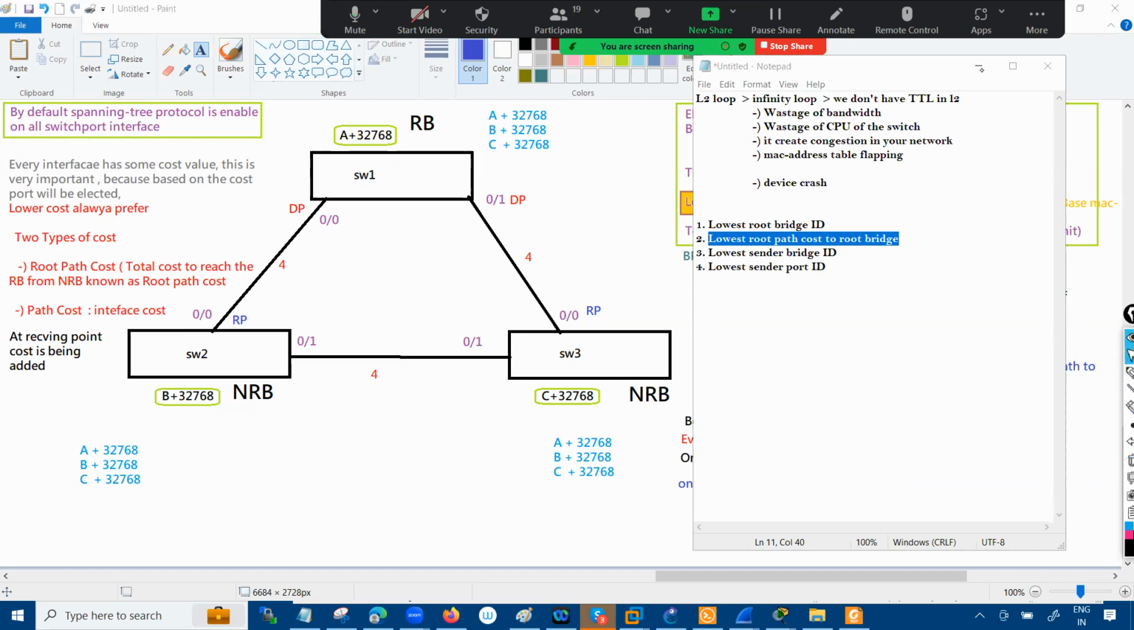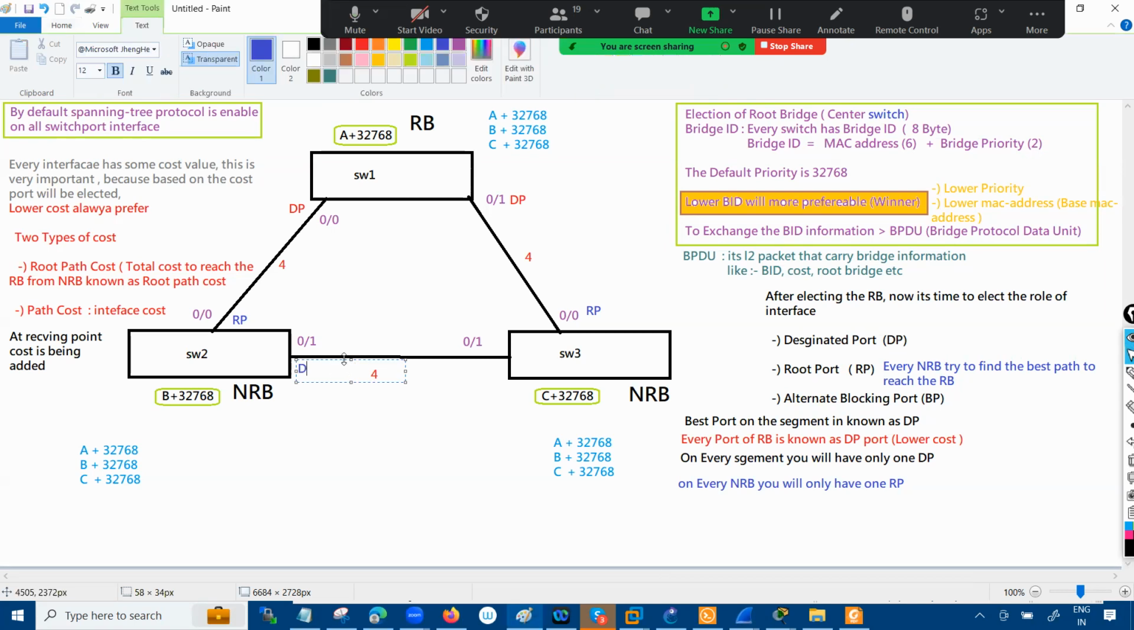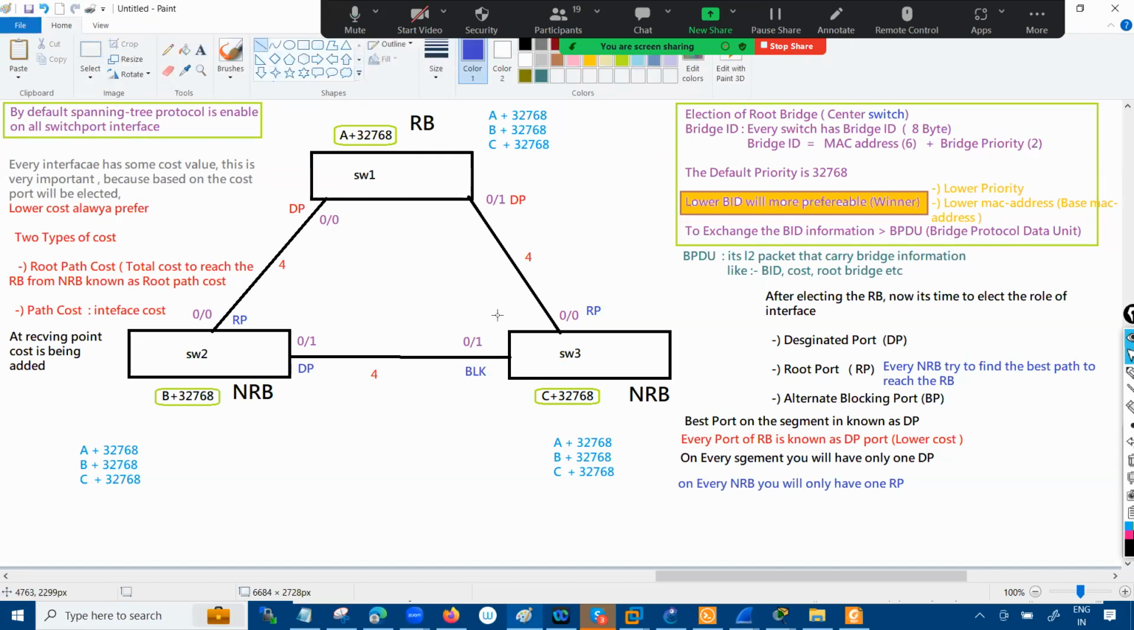When switch 2 is going to send the BPDU, try to understand, what information will they put? B plus. And when switch 3 is going to send the BPDU, what will it put? Who has the lower one? Switch 2. So on switch 2 this interface will become the DP port, and this interface will become blocking. So eventually, this is how we are preventing the loop.